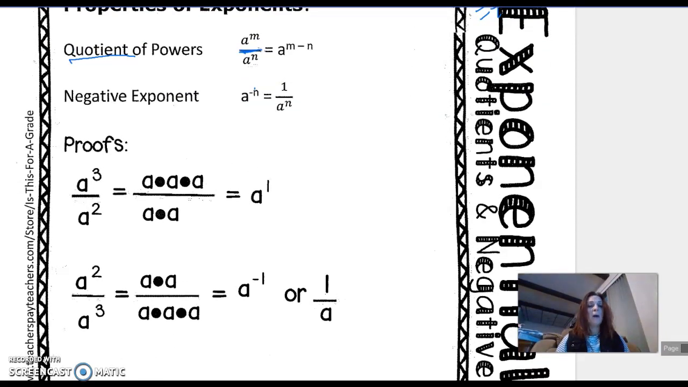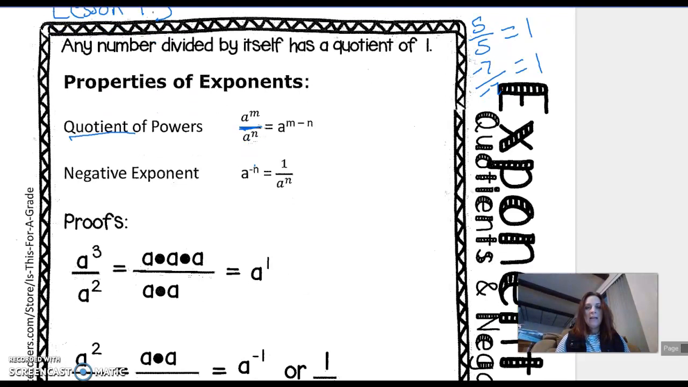We have a to the third power divided by a to the second power. Notice they have the same base. Well, if you think of what exponents mean, a to the third power means a times a times a. 1, 2, 3 a's. Just like, if I can erase here, a to the second means a times a. Now, if you think about this for a second, any number divided by itself has a quotient of 1.